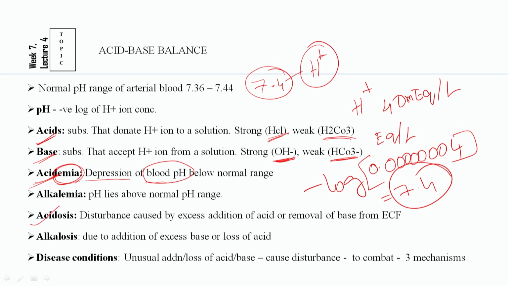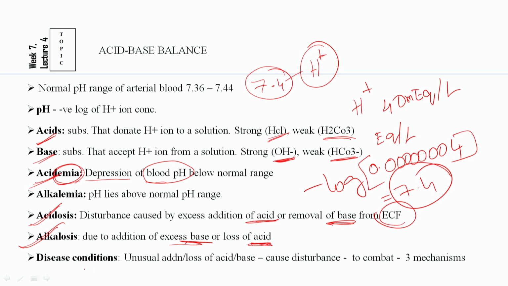Next terminology is acidosis. Acidosis means it is the disturbance caused by either excess addition of acid or removal of base from the extracellular fluid. So whenever there is an addition of acid or removal of base from the extracellular fluid, that will lead to a condition called acidosis. Then alkalosis is quite the opposite. That means it is either the addition of excess base or loss of acid from the ECF, and that will lead to a condition called alkalosis.